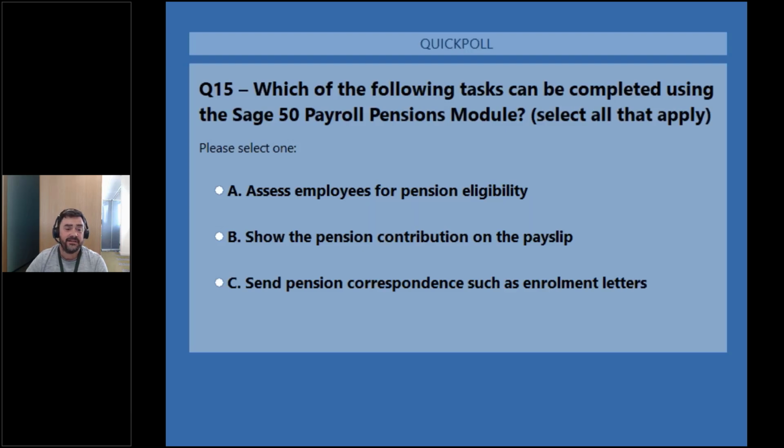So this one's 15. Which of the following tasks can be completed using the Sage 50 Payroll Pensions module? So can you use it to assess employees for pension eligibility? Would you use it to show the pension contribution on the payslip? Or can it be used to send pension correspondence, such as enrolment letters? Last few seconds on this one before we move on to our final question of the quiz.